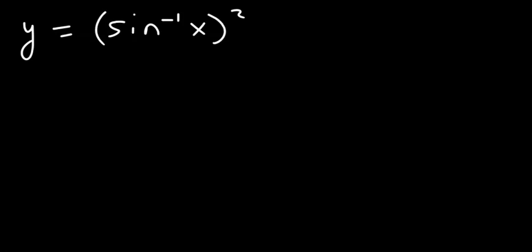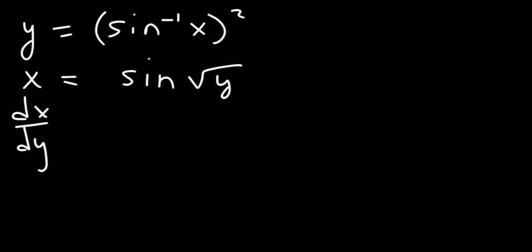Let's look at this example. y is the inverse sine of x, and square the whole thing. So expressing x in terms of y, you get x is sine of the square root of y. So dx/dy needs to be determined first. Now we can use differentiating a function of a function to get dx/dy.